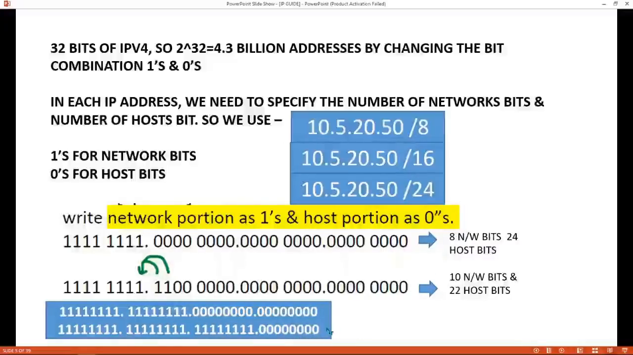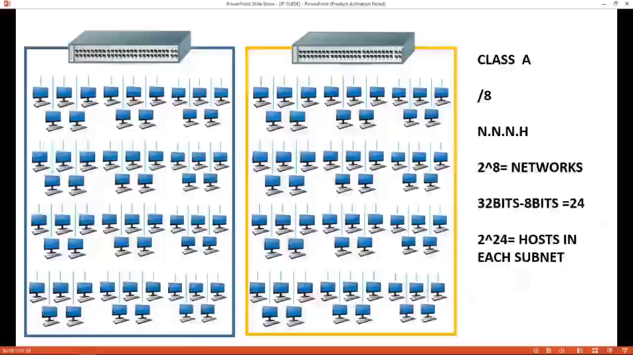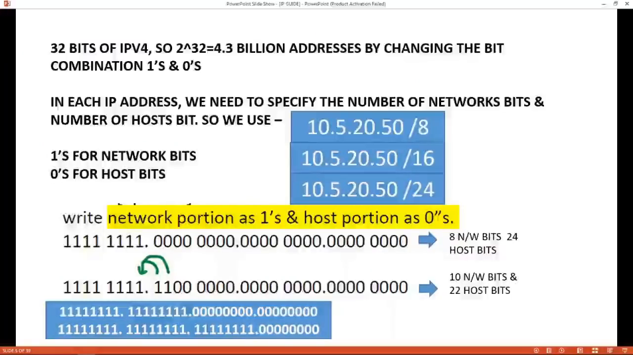So as per our previous example, we saw that from company to company the network requirements and the host requirements are going to be different, right? So let's say you have a small network requirement, for example, a few departments and a few networks. At that time you can go for the /8 network, which is called a class A network.